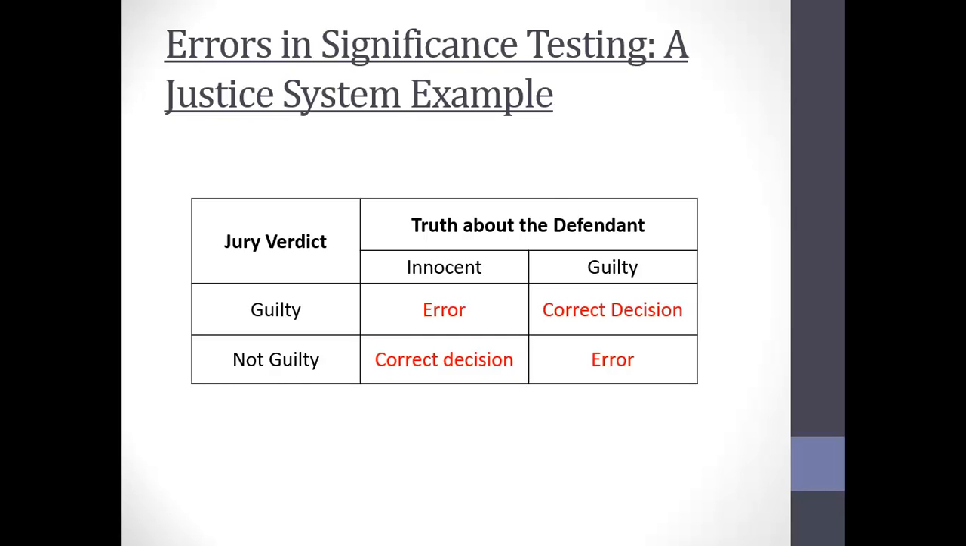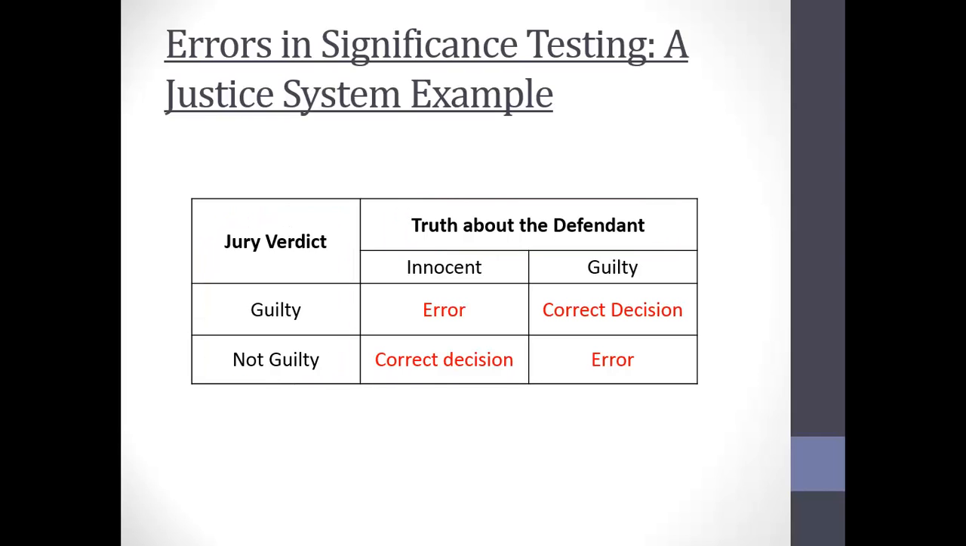Anyway, suppose you have someone on trial for shoplifting, and as the jury you can make one of two decisions. You can either declare that person guilty or not guilty. In fact, the person on trial, the defendant, is either innocent or guilty, which we won't actually know unless we have video of them doing it or something. So this little 2x2 table has the possible decisions that can happen as a result of this.